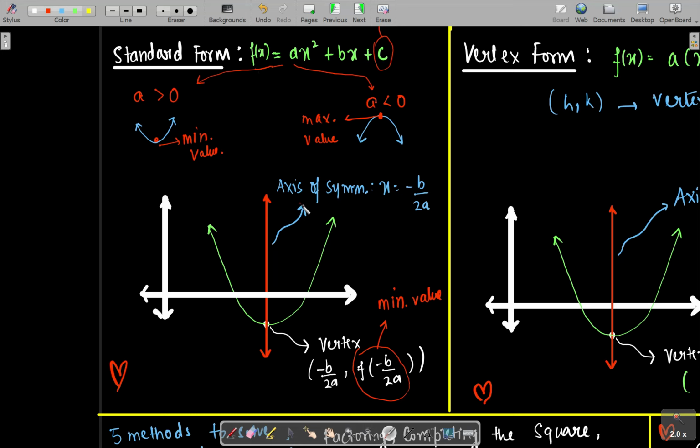You should also know the equation of axis of symmetry, which is given by x is equal to negative b over 2a. That's a vertical line that divides the parabola in two equal halves. And if it's a U-shaped parabola, you'll get the minimum value. If it's an N-shaped parabola, you'll get the maximum value.